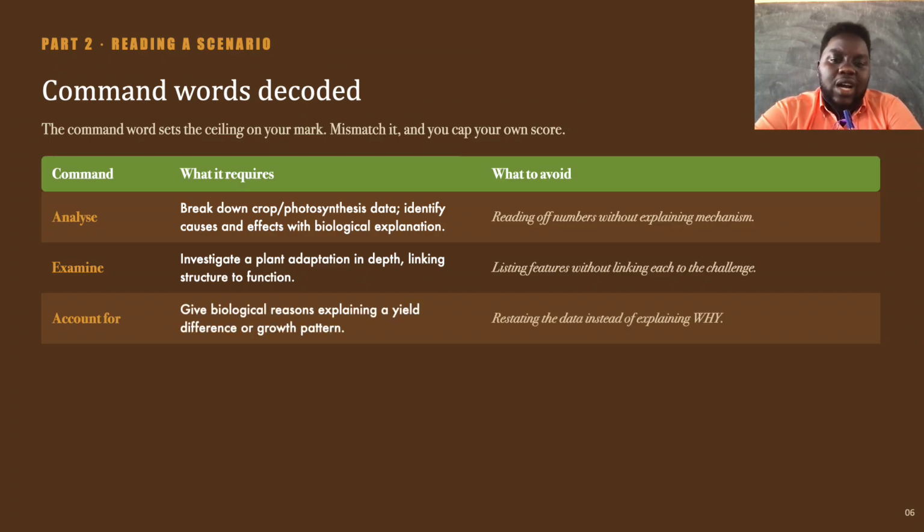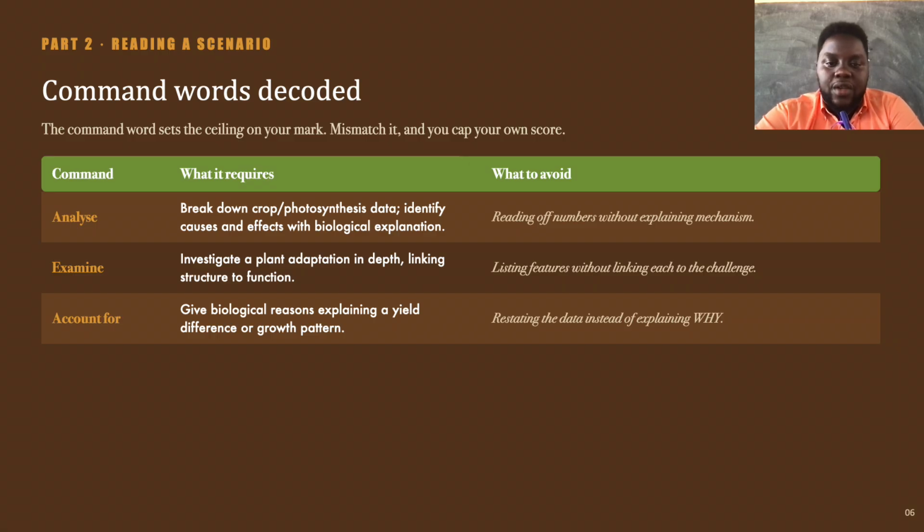The next command word is to account for. When they tell you to account for something, it means give us the biological reasons that explain this difference. Whether it is a difference in yield, or a difference in the growth pattern, you are telling us to account for the disparity, the discrepancy in the data that has been given to you. Now, you must avoid restating the data the way it is given to you, instead of explaining why that data happened.